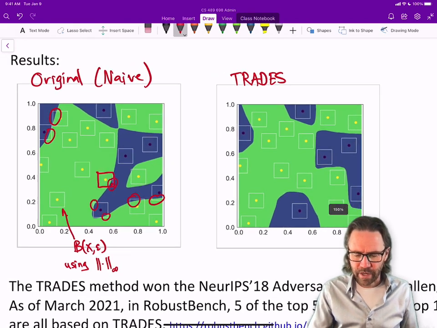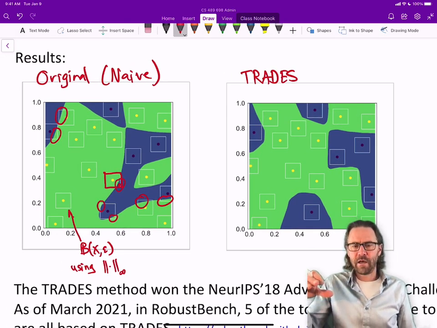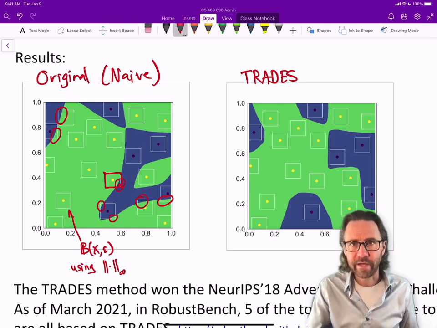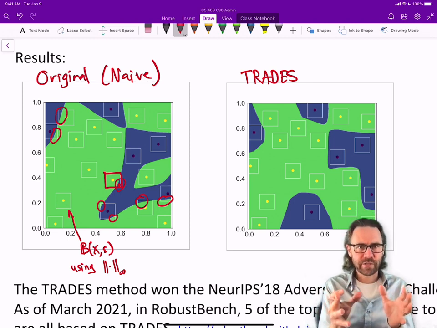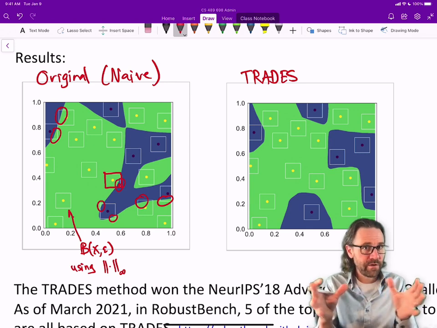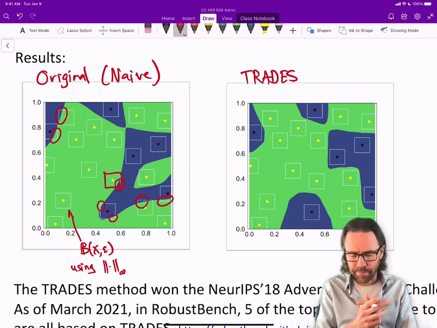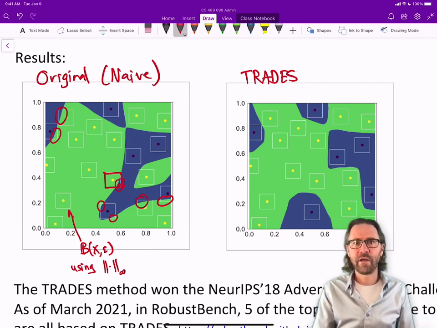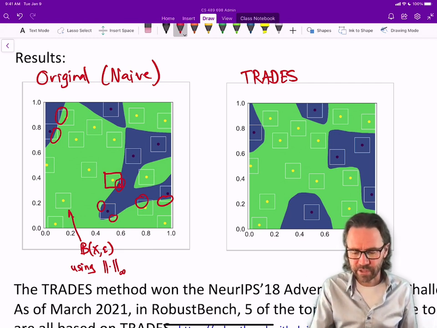So if you were to try to run an adversarial method on this model on the right, and you constrained yourself to only epsilon neighborhoods of your samples, you would not be able to fool it at all. You wouldn't be able to find an example that actually changes the classification.